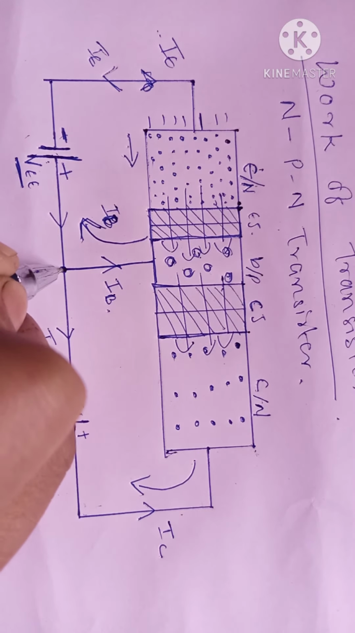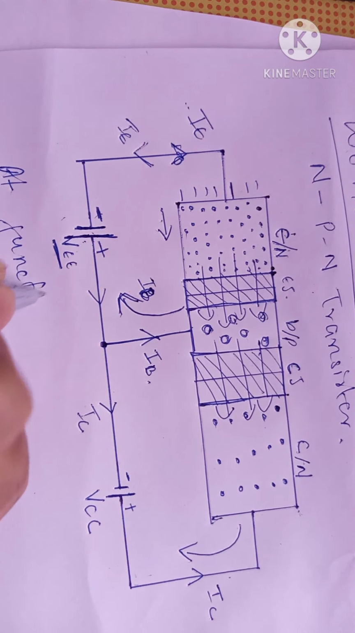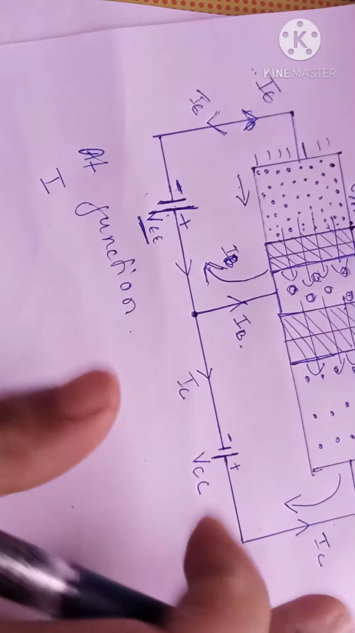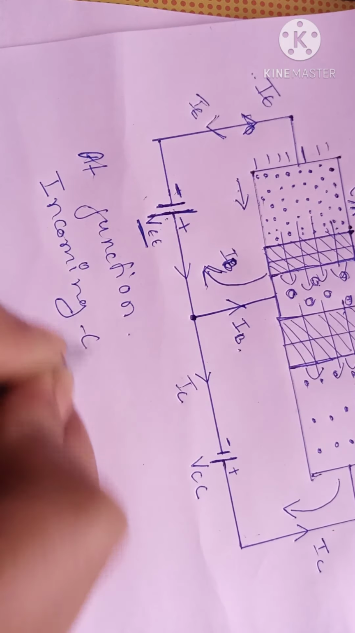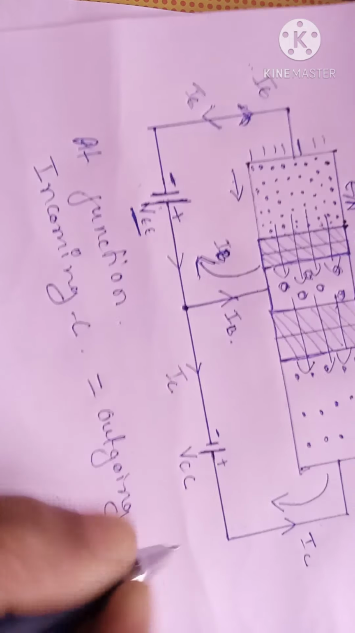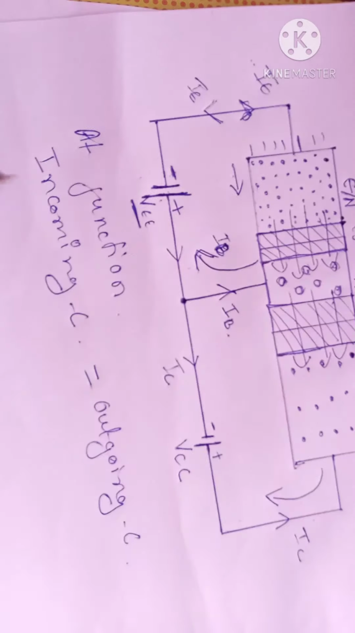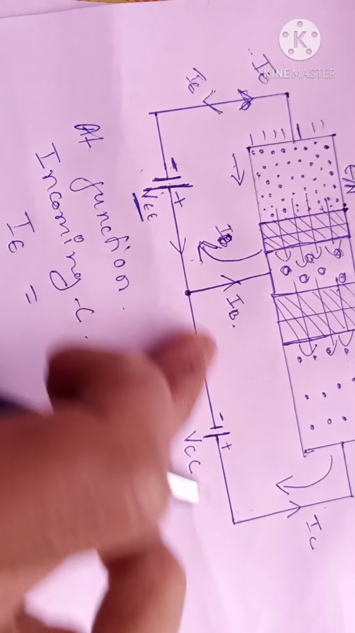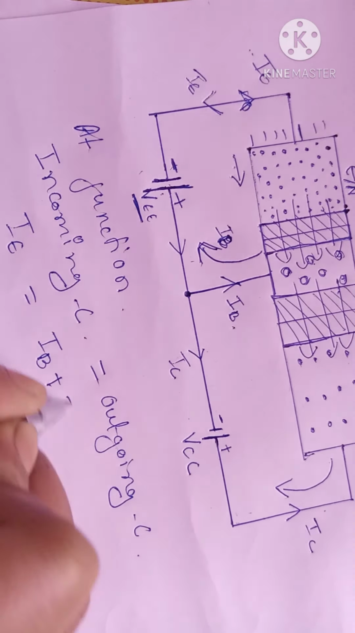Observe this point at the junction. Incoming current equals outgoing current. So the incoming current is IE, the emitter current, and the outgoing current is IB plus IC.